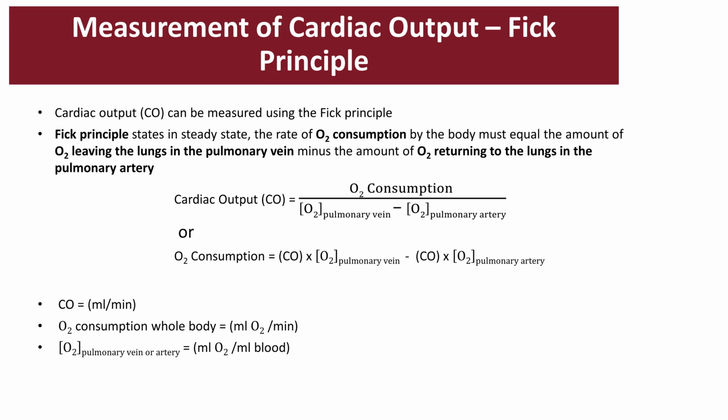It can then be rearranged to be expressed as CO times oxygen in the pulmonary vein minus CO times oxygen in the pulmonary artery to get the total body oxygen consumption. Just remember that CO is going to be expressed as milliliters per minute. Total oxygen consumption in the whole body will be expressed as milliliters of oxygen per minute. And then the concentration of oxygen in the pulmonary vein or artery will be expressed as mLs of oxygen per mLs of blood.